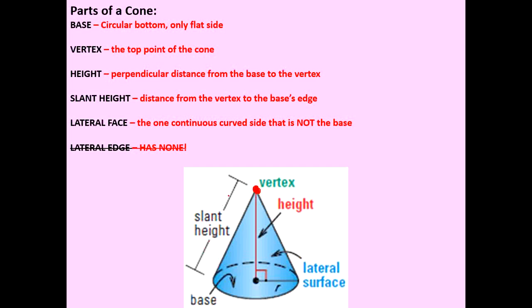You can see in the picture the slant height is this distance, versus the perpendicular height, which was the height of the cone. And then the lateral face, because there's only one, is one continuous curved side, this thing that goes all the way around.